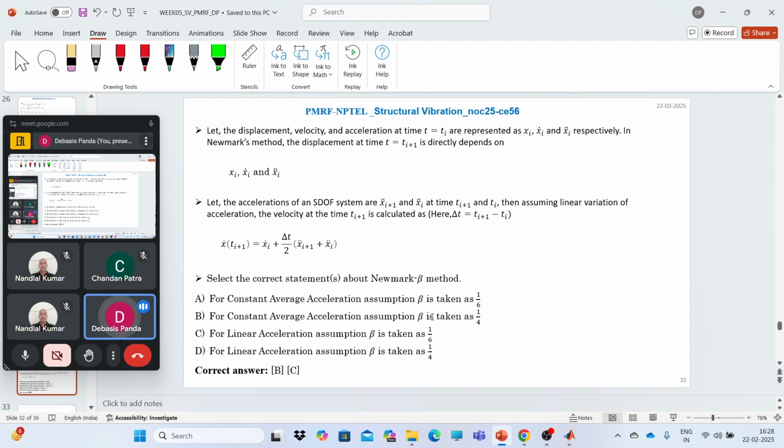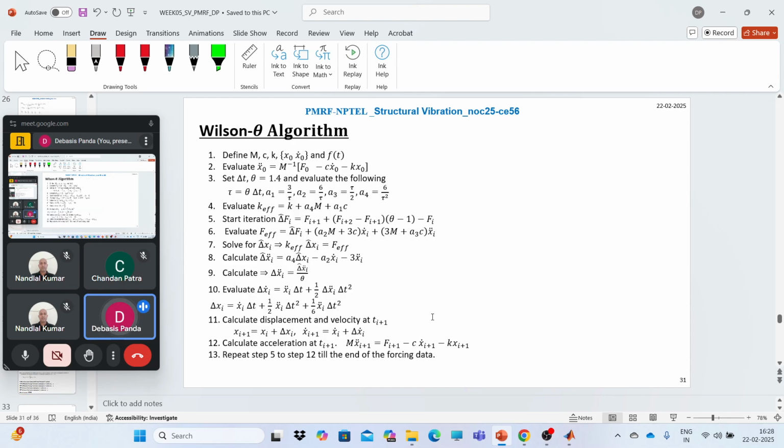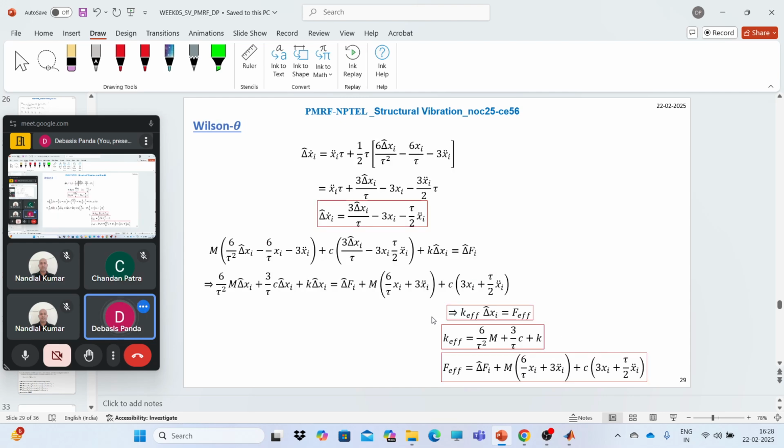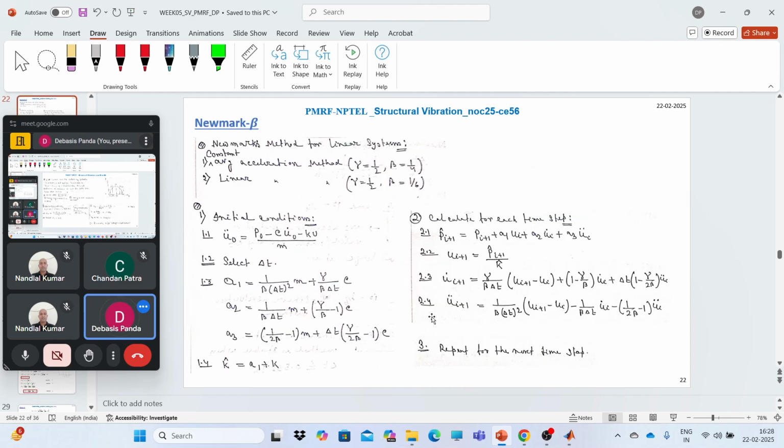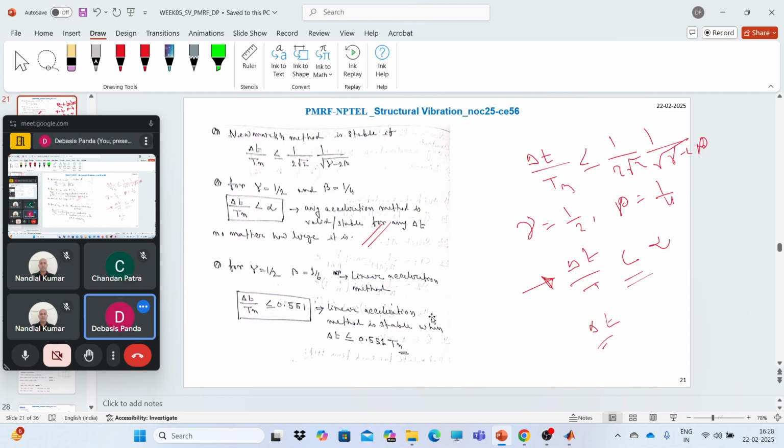So what will be the correct answer? For the constant average acceleration method, beta is taken as 1 by 4, and for the linear acceleration method, beta is taken as 1 by 6. Instead of beta, they might ask for gamma or alpha also. So this slide is important for course purposes. This is the stability criteria of the Newmark beta method.